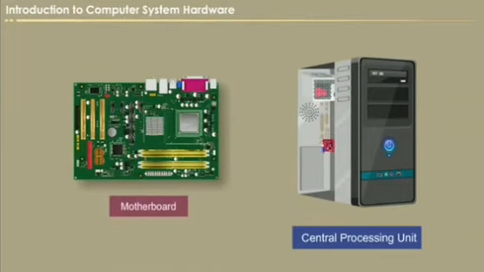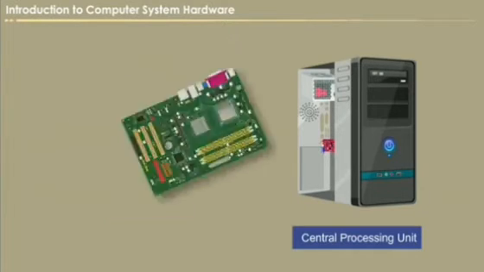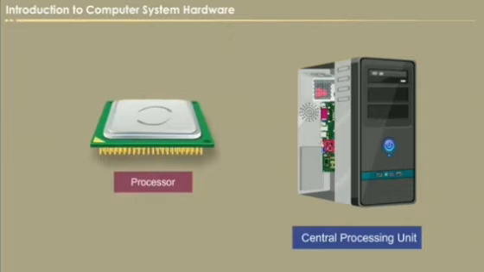Motherboard. The motherboard is a part of a computer where the components such as processor, memory modules, expansion cards and external devices are attached. This means that the motherboard controls the functions of the different components. Processor. The processor is the main component of a computer.